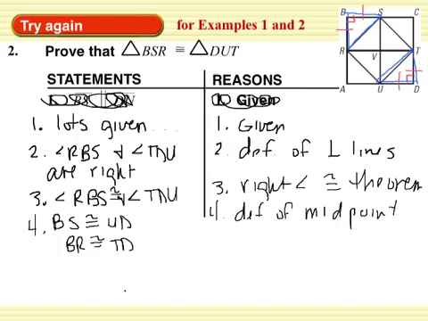Let's just state the obvious. That's what we do with proofs. We'll make it 2 ticks there, UD, and 1 tick there. Okay, now we're done. We've proved side, angle, and side. So triangle BSR is congruent to triangle, let's see, we want BSR, so we're going to go DUT. Perfect. Because of side, angle, side.